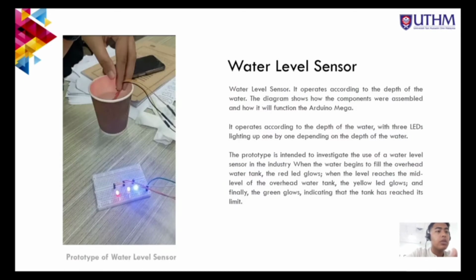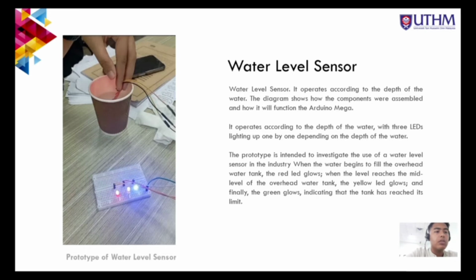So, the so-called water level sensor. What is it? It operates according to the depth of the water. The diagram shows how the components will be assembled and how they will function. The Arduino Mega operates according to the depth of water, with 3 LEDs, which are green, yellow and red, lighting up one by one depending on the depth of water.